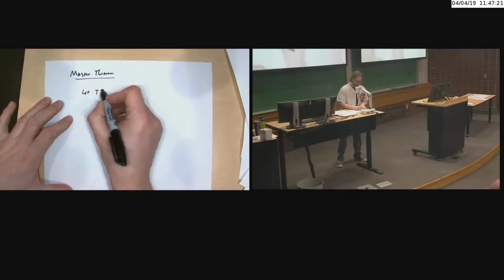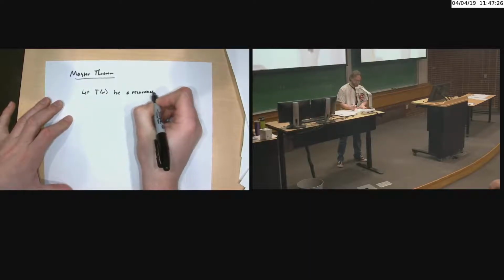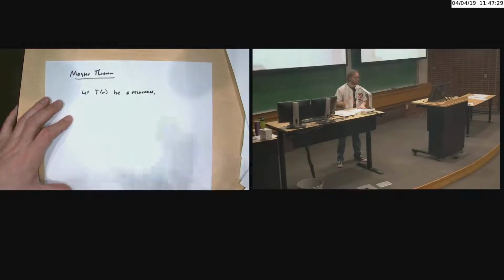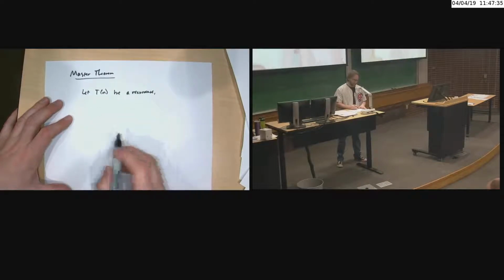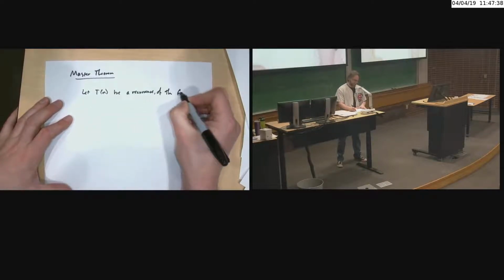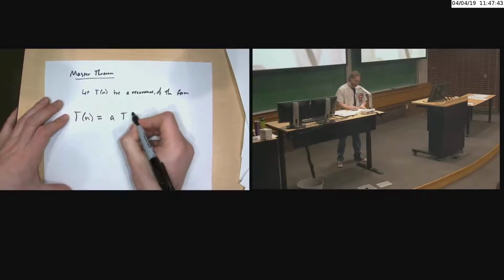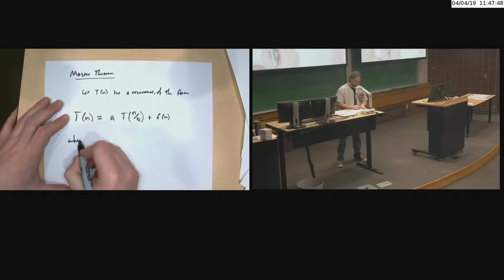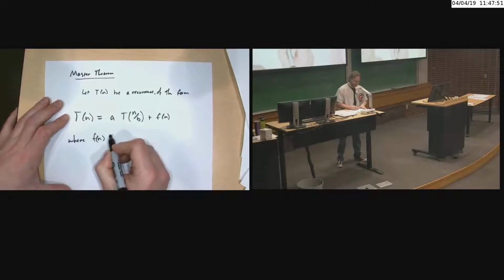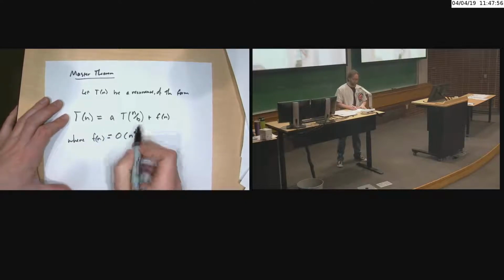Let t sub n be a recurrence. Right? And there are a bunch of other technical conditions, like you need a base case. Forget about that. We're just going to apply it, right? Let t sub n be a recurrence of the form t sub n is equal to a t sub n divided by b plus f of n, where f of n is order n to the d. Right? So I've got a, b, and d here. I've got 3 different variables.